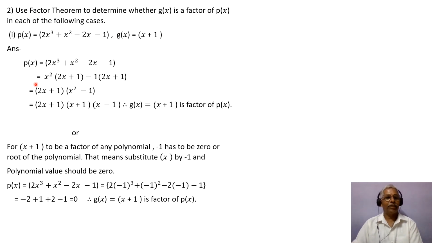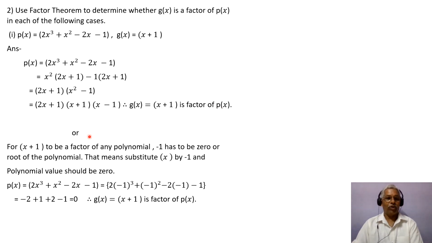So I am factorizing it. I'm taking x square common, so what remains in the bracket is 2x plus 1. And if you take minus 1 common, here is 2x plus 1. Now take 2x plus 1 common from this and this, so we are left with x square minus 1 into this bracket. If you factorize again, you get 2x plus 1 as it is, and x square minus 1 is x plus 1 and x minus 1. So x plus 1 is a factor of this. So gx equal to x plus 1 is a factor of px.